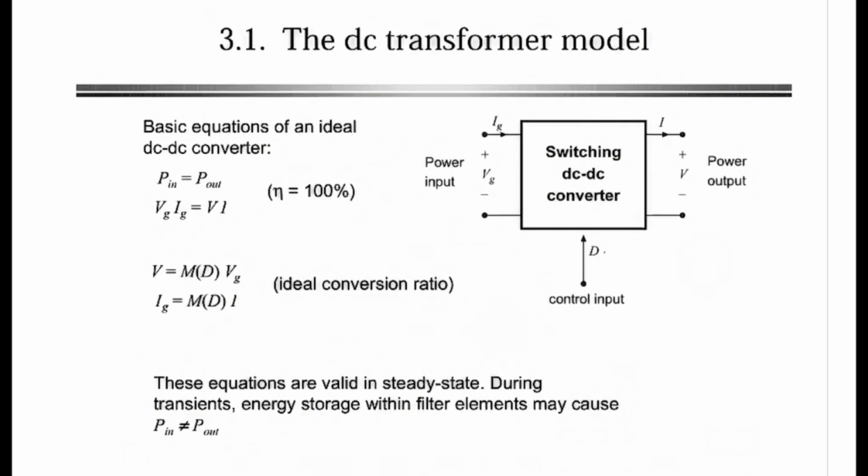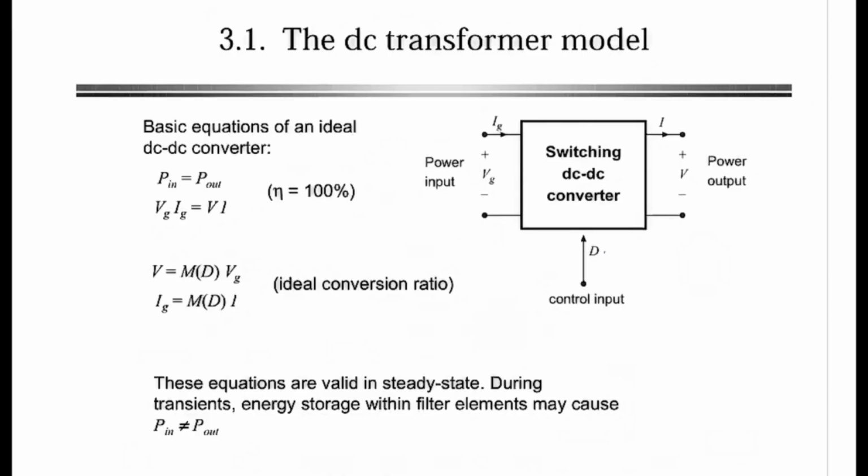current. And we have a power output which equals IV, and the D in the middle is our control parameter, which is the control input that decides what will be the output voltage. So the basic equation of an ideal DC to DC converter: the P input is equal to P out, or the output power. So VgIg, which is the input voltage and input current, is equal to VI.